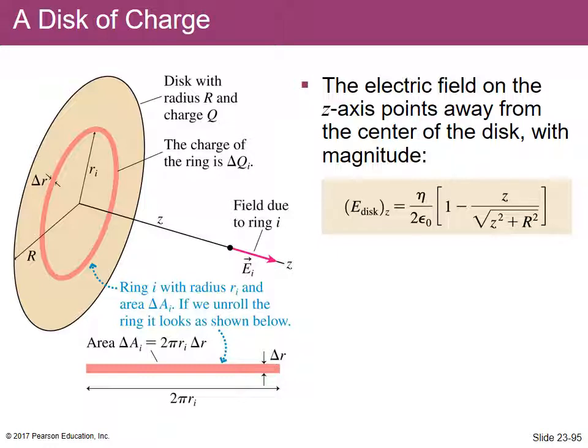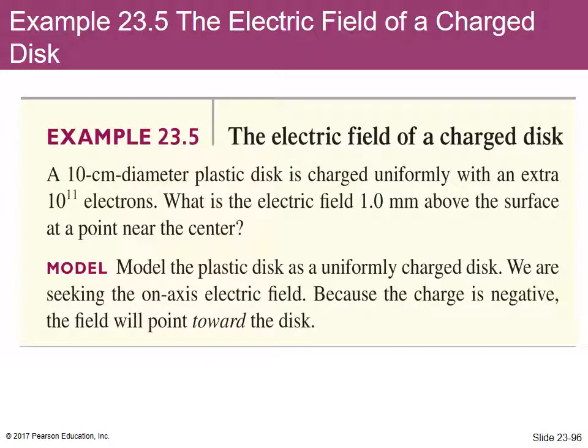A 10 centimeter diameter plastic disc is charged uniformly with an extra 10 to the 11 electrons. What is the electric field 1 millimeter above the surface at a point near the center? Model the plastic disc as a uniformly charged disc. We are seeking the on-axis electric field. Because the charge is negative, the field will point toward the disc.